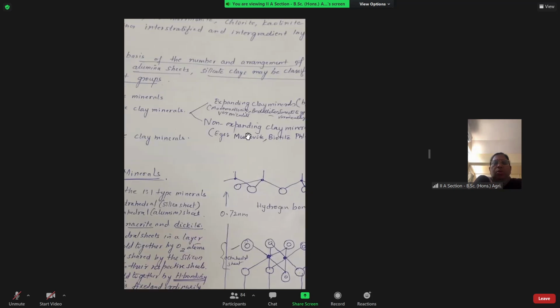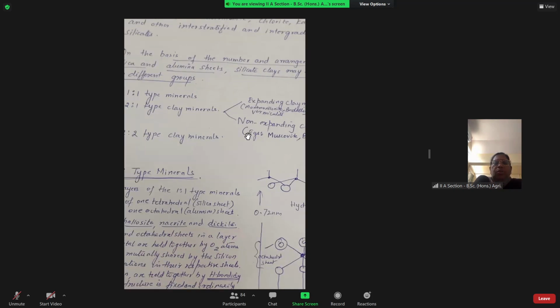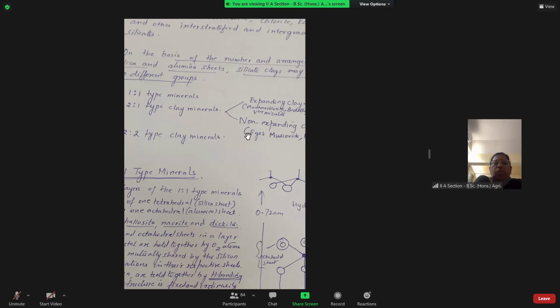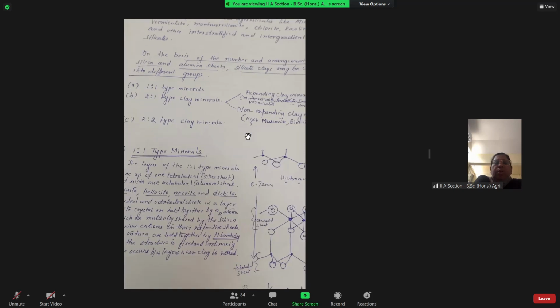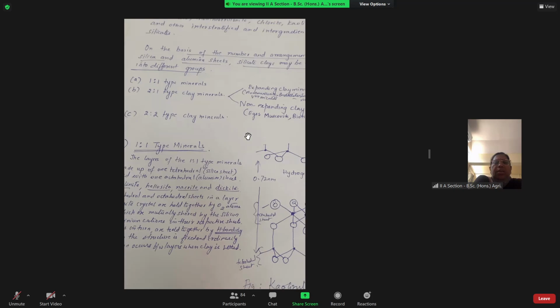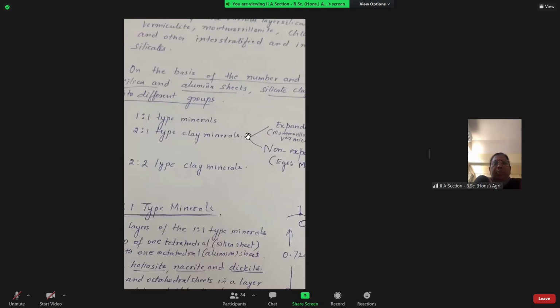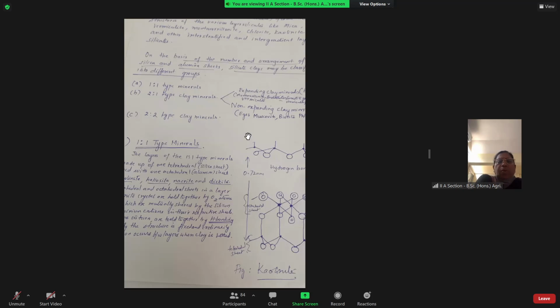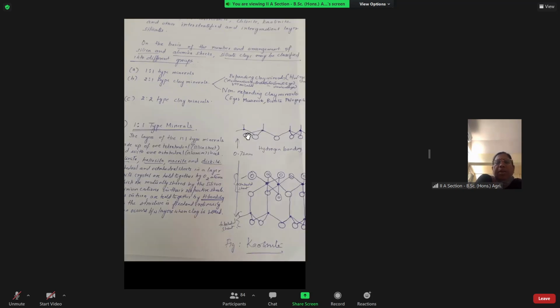Now, if you are asked to draw a 1:1 lattice, you have to draw like this. One silica sheet attached to one aluminum sheet. 2:1 means two silica sheets on either side, and in the center, one aluminum sheet. That is 2:1 type of clay mineral. Example is Montmorillonite. So like this, different combinations of these two general structural units.